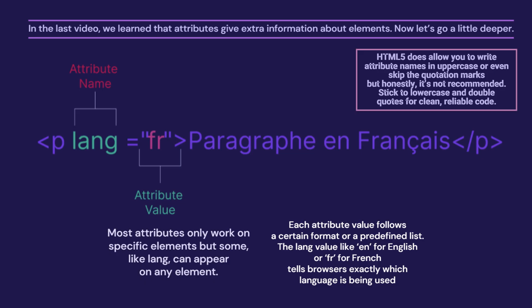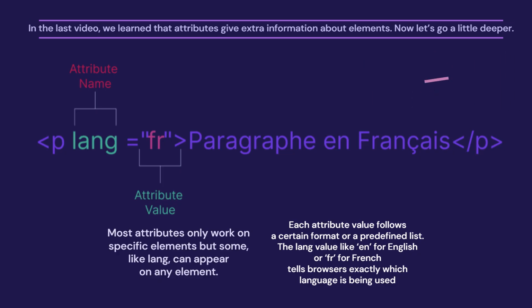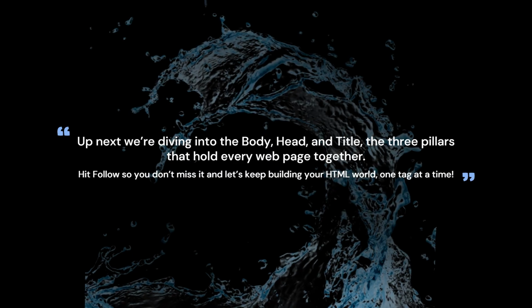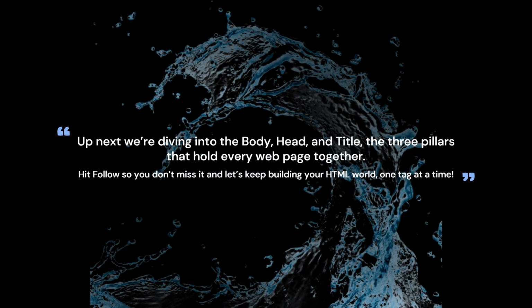Most attributes only work on specific elements, but some, like lang, can appear on any element. Each attribute value follows a certain format or a predefined list. The lang value, like en for English or fr for French, tells browsers exactly which language is being used. So now you know how attributes give meaning and context to your elements. Up next, we're diving into the body, head, and title, the three pillars that hold every web page together.